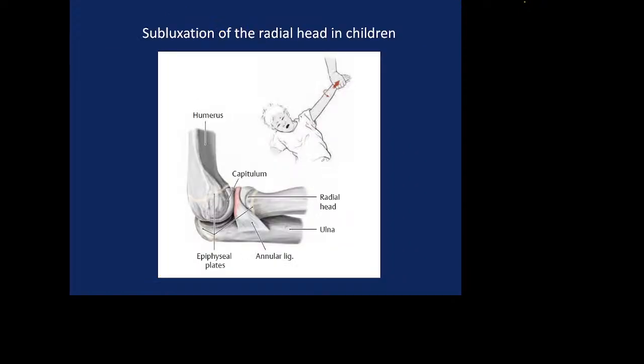Clinically, sometimes in pediatrics, children may have dislocation of the ligament fixing the radial head to the ulna. It happens during pulling of the upper limb, as adults sometimes do, and it comes to compression of the annular ligament between the radius and the humerus.